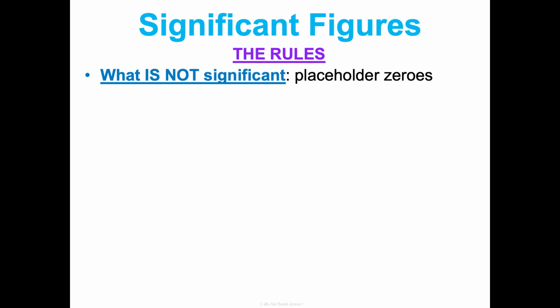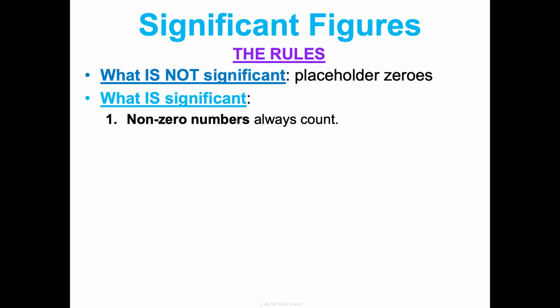Placeholder zeros. So zeros that are just there to take up space. What is significant is everything else. Non-zero numbers, 1, 2, 7, 9, 4, those always count. Okay, so for example, 411 has 3 significant figures because it has 3 non-zero numbers, 1, 2, 3. All of those are significant.